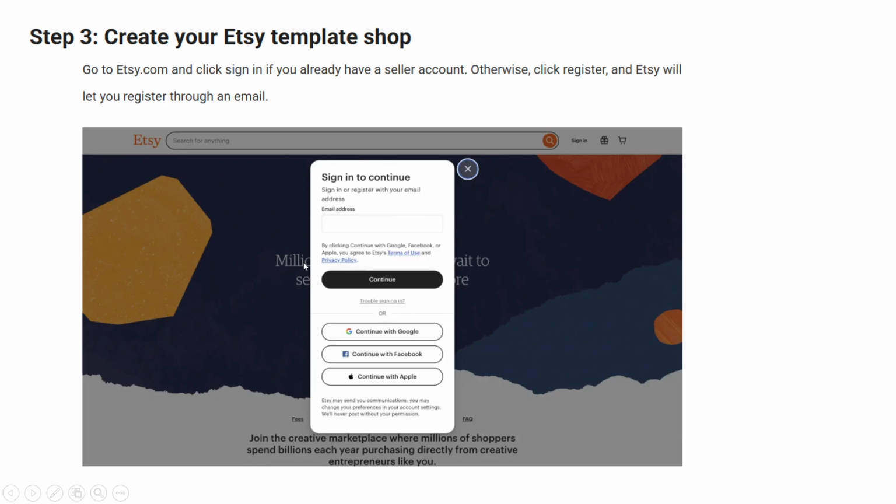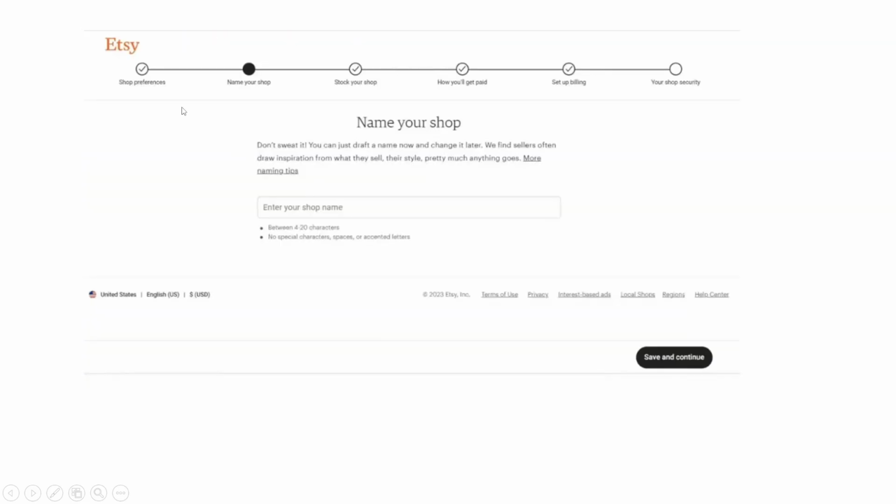By following these steps and keeping these tips in mind, you'll be well on your way to creating Canva templates that not only catch eyes, but also drive sales on Etsy.